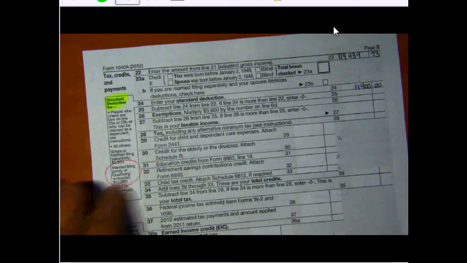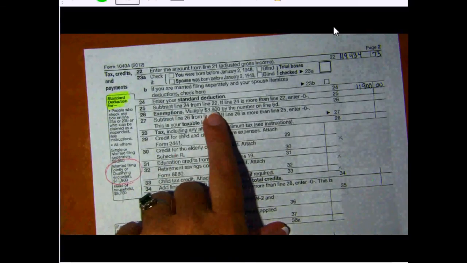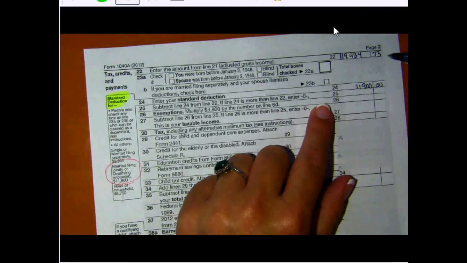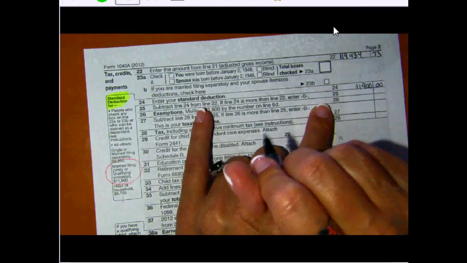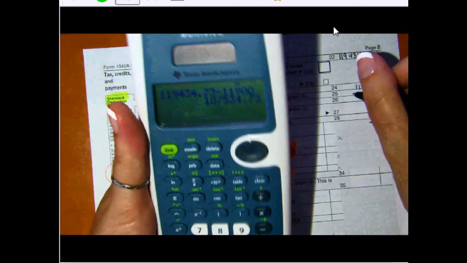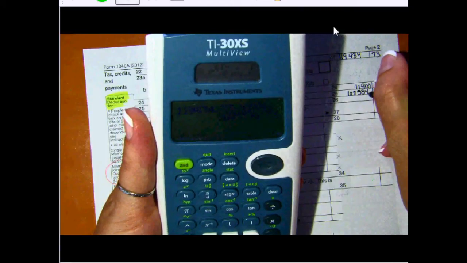Now, subtract line 24 from line 22. Okay? If your standard deduction is more than your income, you end up with a 0 here. You can't have negative income. So let's say your standard deduction is 11,900, but you only made 11,500, then that's going to end up being 0. But in this case, they made considerably more than that. So we're going to deduct that 11,900. And we get 107,534.73.